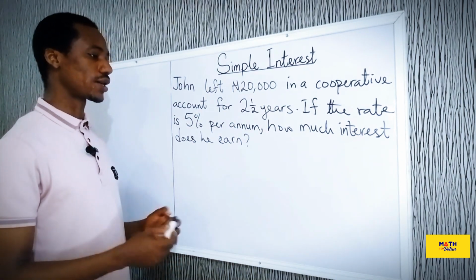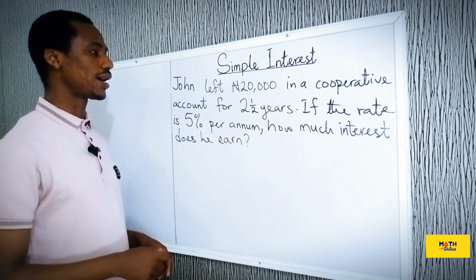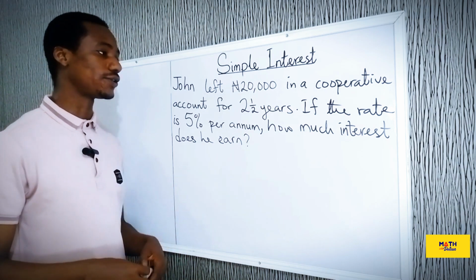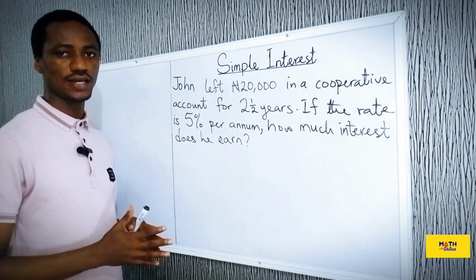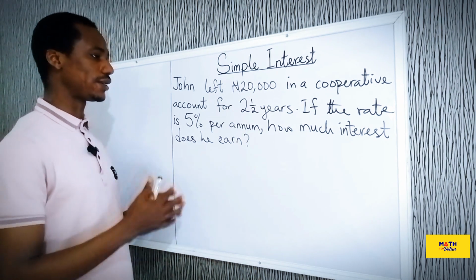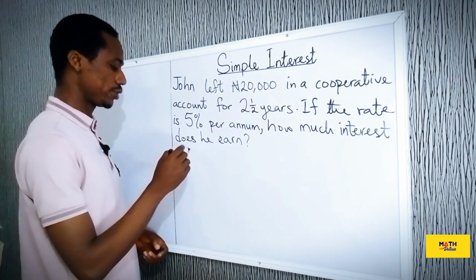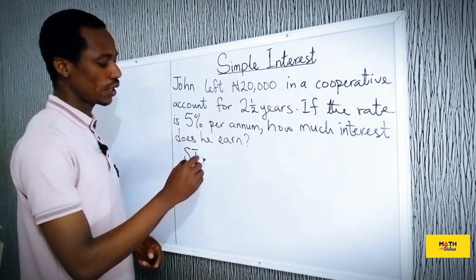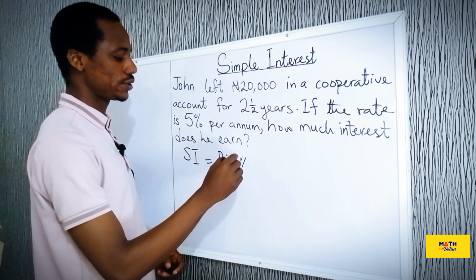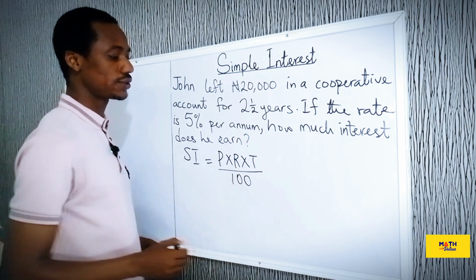So we have to calculate how much interest he earns at the end of the day, having left the money in the cooperative account for 2.5 years. So how much interest will he have at the end of the 2.5 years? We are calculating the simple interest, right? And we remember that simple interest is principal times rate times time, over 100.